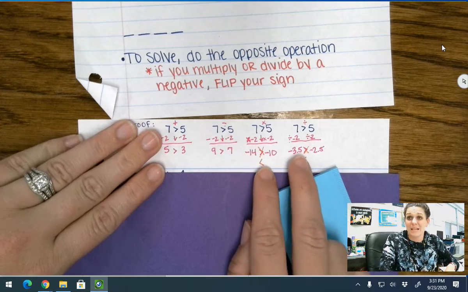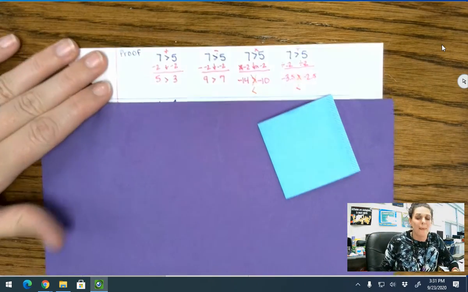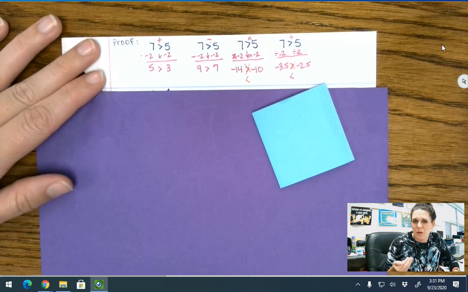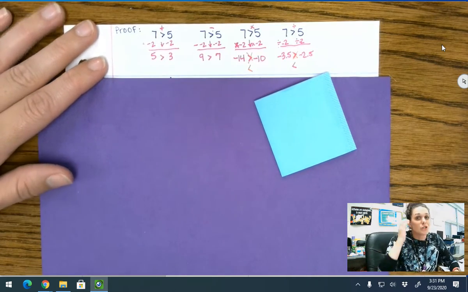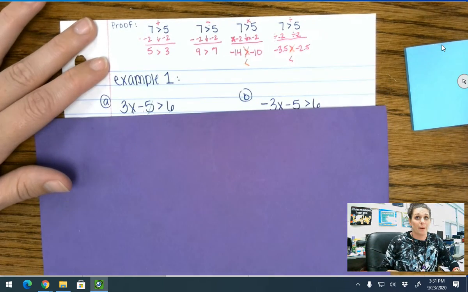Now, you can typically see it in a problem done like this, and you're like, yeah, I totally see it, flip the sign. However, when you're solving and when you're doing variables, you don't notice it. So you might need to check your answer at the end to ensure that you're doing okay.